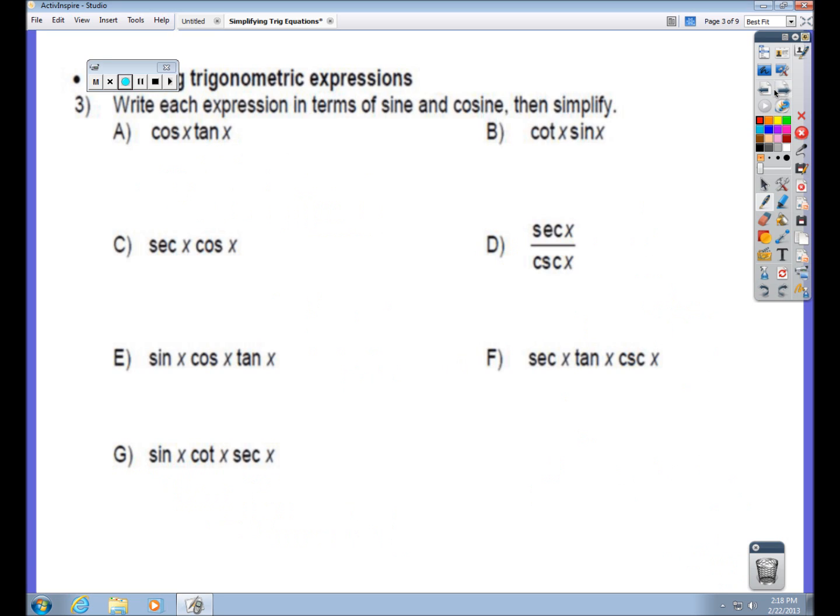Okay, so let's look at the ones that you just worked on. In part B, we need to replace cotangent, and we could use 1 over tangent, but that's not what the hint said to do. We want sines and cosines to start with. So we're going to use the quotient identity of cosine over sine times sine over 1. The sines will cancel, so we end up with cosine of x.